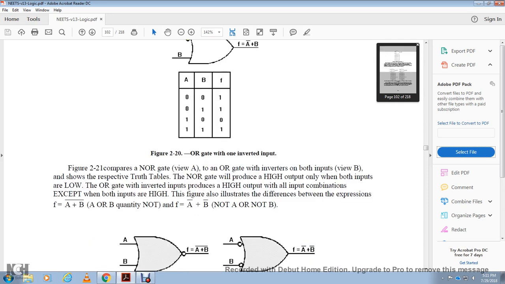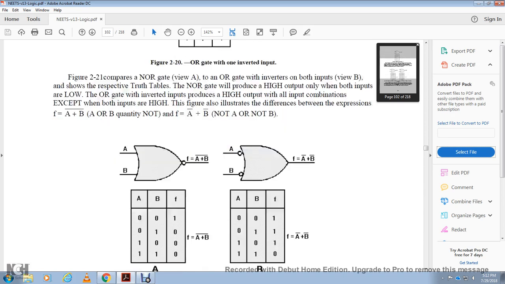Figure 2-24.1 compares the NOR gate in view A with an OR gate with inverters on both of the inputs in view B. With respect to the truth table, the NOR gate will produce a high output only when both inputs are low, while the OR gate with the inverters produces a high output for all input combinations except when both inputs are high. The figure illustrates the difference between the expressions F equals A plus B, and F equals not A or not B.